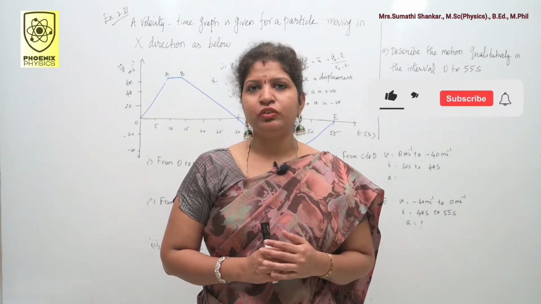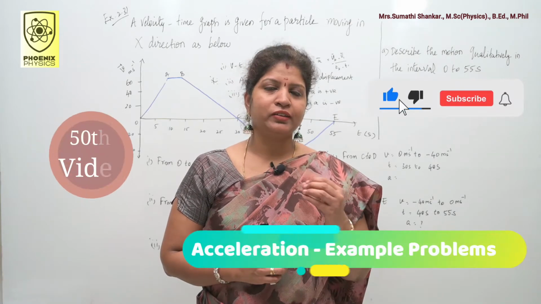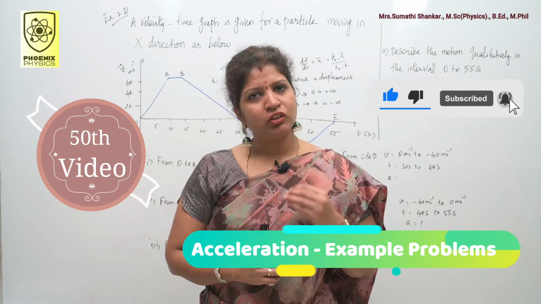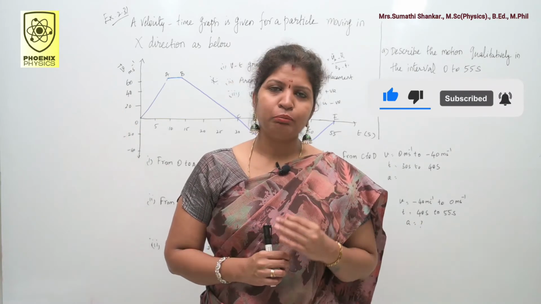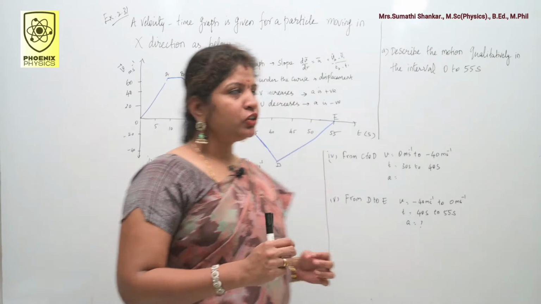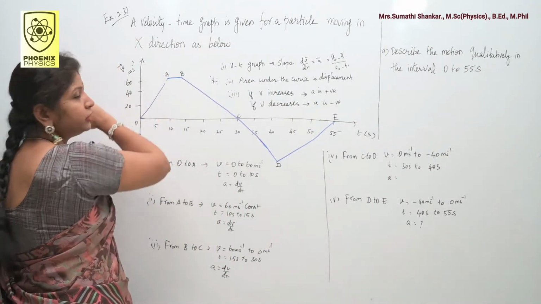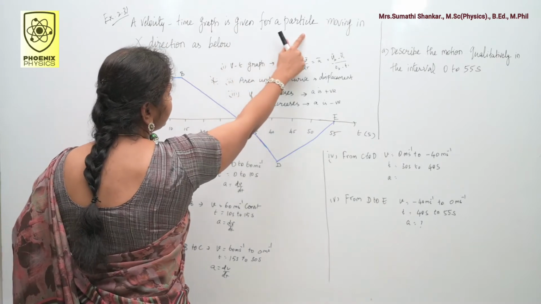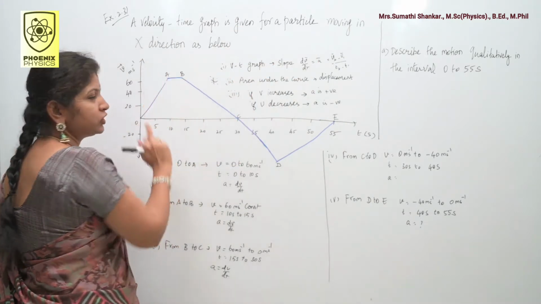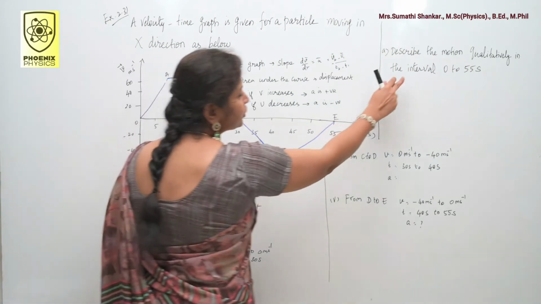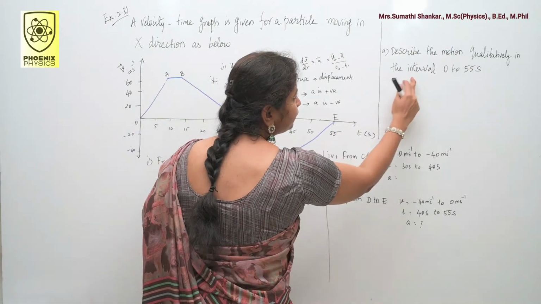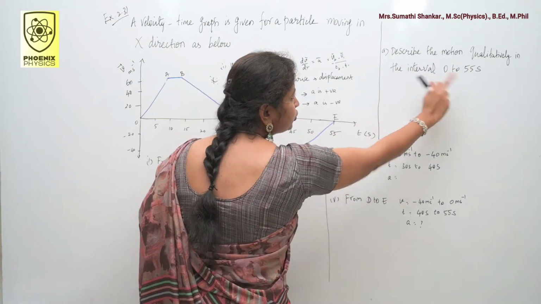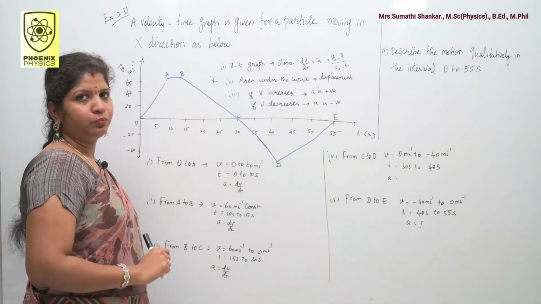In our previous video, we discussed acceleration. Based on the concept, 3 example problems are given. First one, example 2.31: a velocity-time graph is given for a particle moving in x direction as below. Describe the motion qualitatively in the interval 0 to 55 seconds.